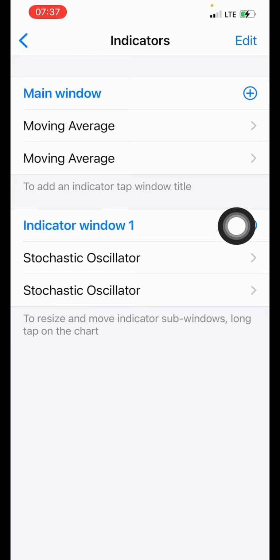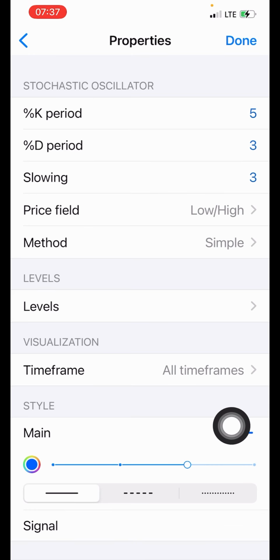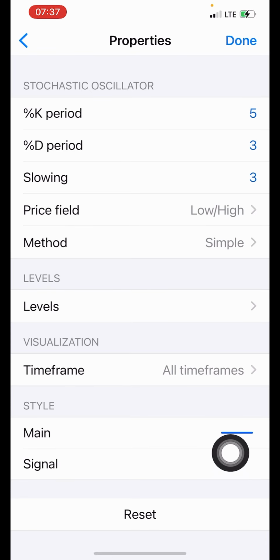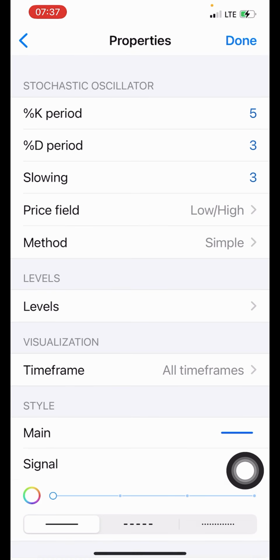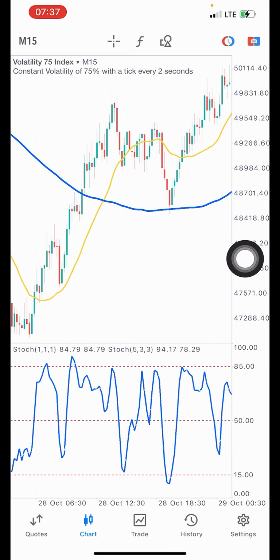Now for the second one, you click on this indicator window 1 plus icon, you search for the stochastic oscillator again. Now the K period, you make it 5, you make the D period 3, slowing is 3, price field is low high, method is simple, time frame is all time frame. Under the style, the main, you make it color blue, 3 pixel. The signal is the color of your background, 1 pixel. You click on done. Then you are going to have this blue line here on your indicator window. So that's how to set the strategy up.